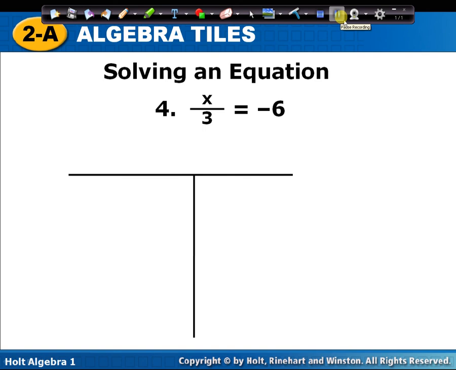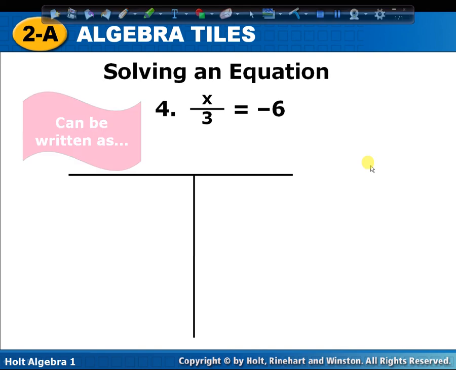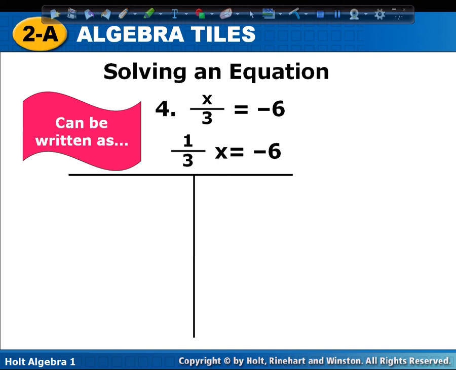All right, this is question number 4, and it says x divided by 3 equals negative 6. This is the most complicated problem that we're going to do using the algebra tiles. Again, we're going to go ahead and set up that T-bar. This can also be written a little bit differently. Instead of x divided by 3, we can also write that as 1/3 times x equals negative 6.